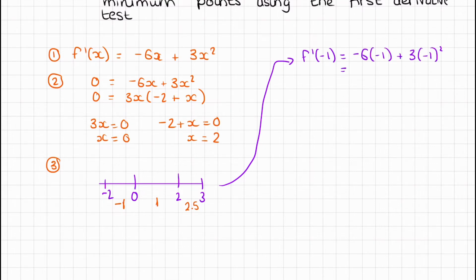When you work that out, you'll end up with 6 plus 3, which is 9. Now, what the answer is isn't important. What is important is if it's positive or negative. So in this case, we've got a positive solution. So back on our sign diagram, I'm just going to write a plus between negative 2 and 0 because we know the gradient is positive between those two values.